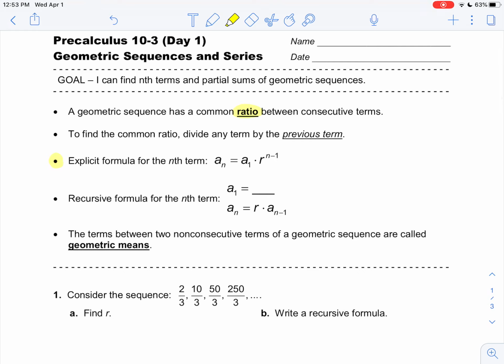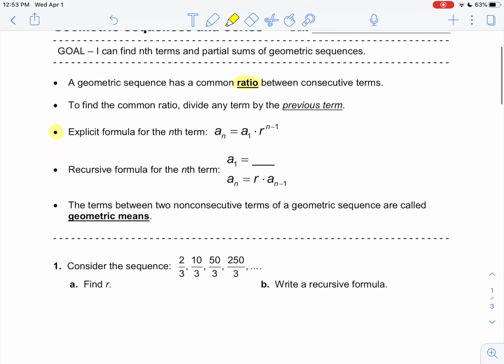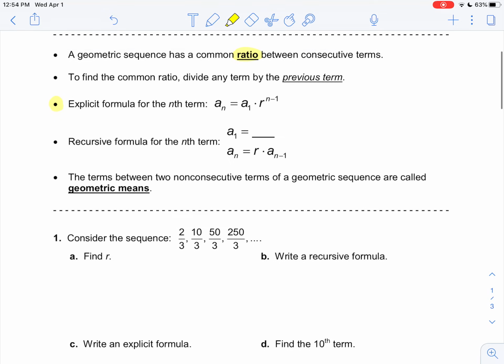The recursive formula, we saw recursion in 10.1 and 10.2. And so again, identify the first term, and then you're going to use multiplication to get from one term to the next. I don't think we'll focus on this last bullet point, but some of you guys saw this in Geometry Honors. The terms between two non-consecutive terms are called geometric means. That's more of just a fun math fact, so don't worry about that one right now.